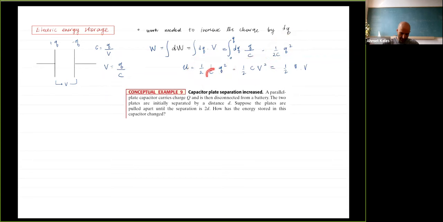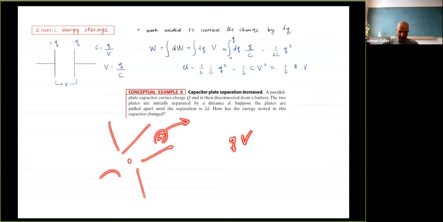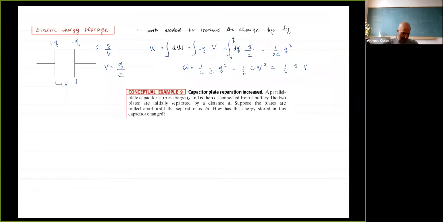So this was written in terms of C and Q, this one was written in terms of C and V, and this one was written in terms of Q and V. Okay. So if you remember, we had some V of a single charge. It had some potential, and we put a second charge. And we said the work needed to be done to take this charge to infinity was also equal to Q times V. So here's an example.